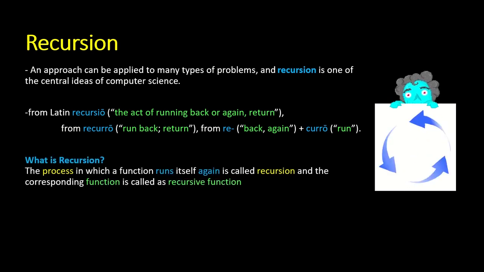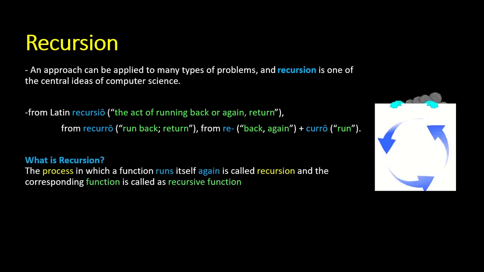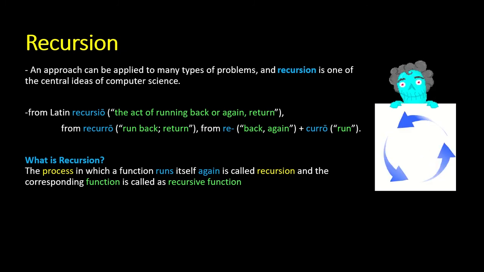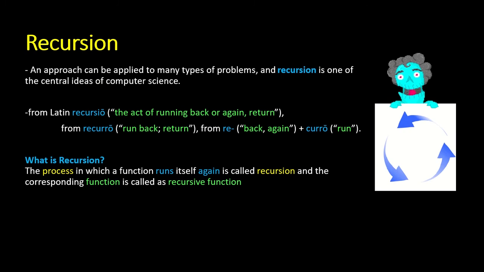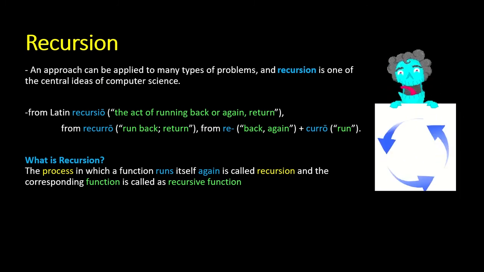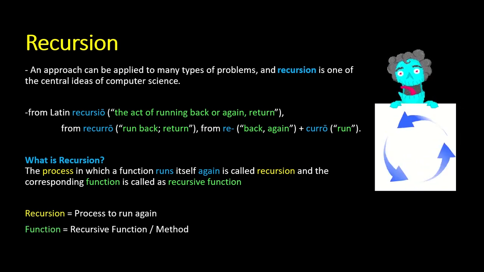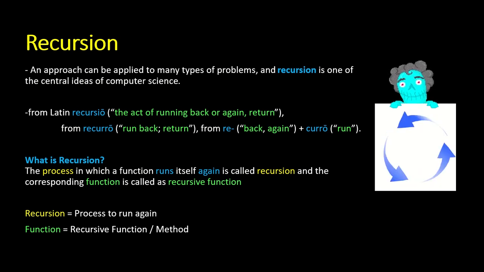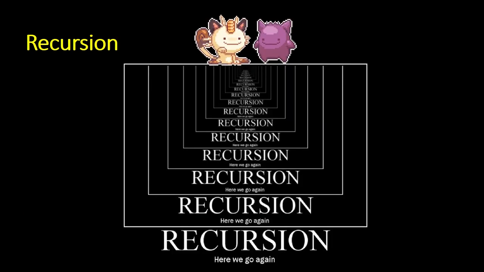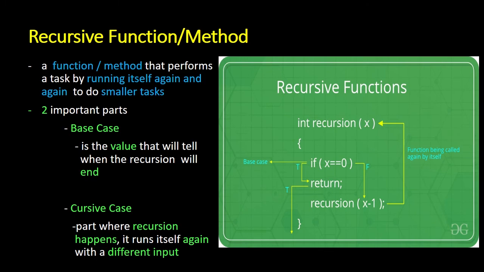So what is recursion? The process in which a function runs itself again is called recursion, and the corresponding function is called a recursive function. So recursion is the process to run again, and the function that is using the recursion is what you call the recursive function or method. So this is a meme. So, recursive function or method.